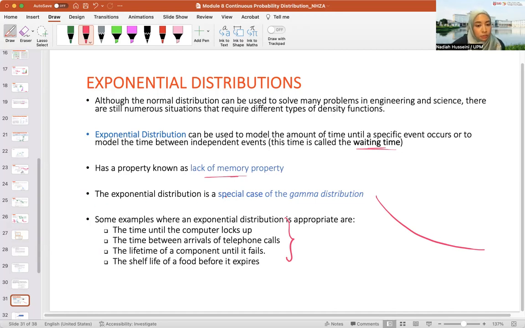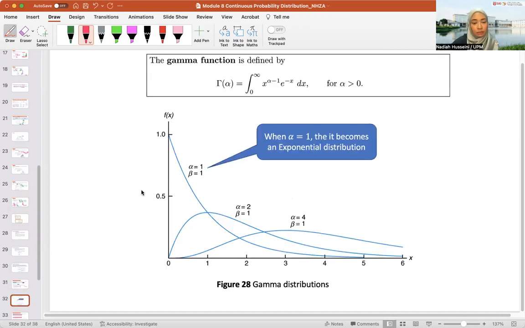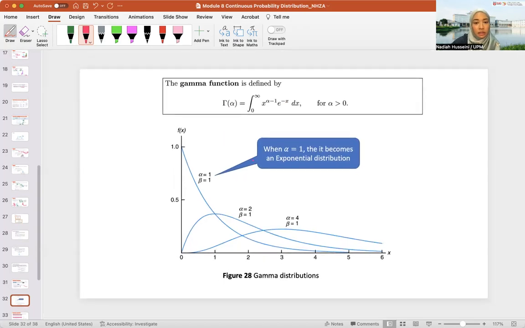The exponential distribution is a special case of the gamma distribution. We're not going to learn about the gamma distribution, we're just going to go over it a little bit to give you an idea. The gamma function is given by this one. It is the integration from 0 to infinity of x to the power of alpha minus 1, times e to the power of minus x, integrated with respect to x, for alpha greater than 0.